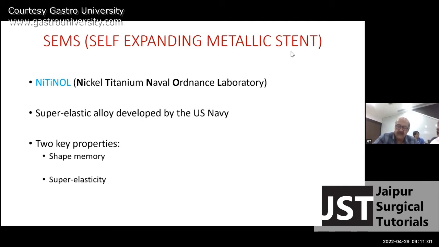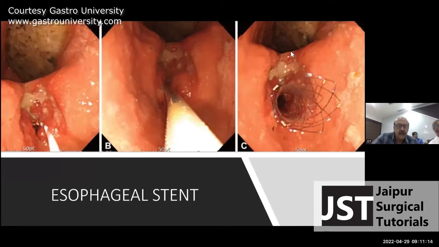These 2 properties are used for making metallic stents, and they come in various sizes, lengths and diameters. So they can be used for luminal obstruction at various places in the GI tract. In esophageal stenting, railroading is important wherever you want to do stenting. Railroading means initially you have to have a wire inside, and over the wire the compressed stent goes, and then you deploy it, and because of the elasticity and radial force, the stent opens.